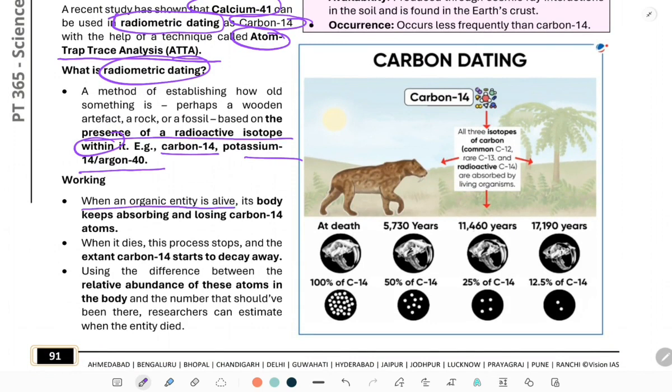When an organic entity is alive, its body keeps absorbing and losing carbon 14 atoms. When it dies, this process stops and the extant carbon 14 starts to decay. Using the difference between the relative abundance of these atoms in the body and the number that should have been there, researchers can estimate when the entity died. This is how the procedure takes place.